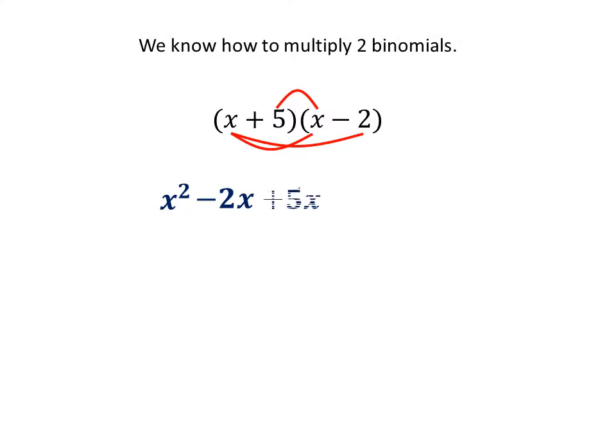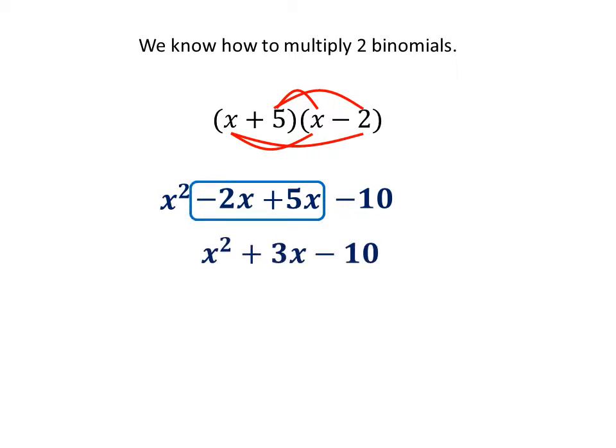5 times x is plus 5x. 5 times negative 2 is negative 10. We combine our two like terms in the middle. Negative 2x plus 5x is 3x. So our answer would be x squared plus 3x minus 10.